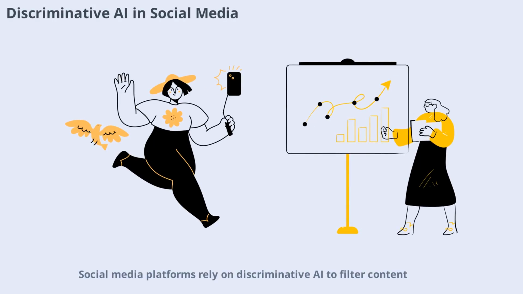Social media platforms rely on discriminative AI to filter content, detect inappropriate posts, and recommend relevant feeds. These models help keep online communities safe and engaging by making real-time decisions about what users see.